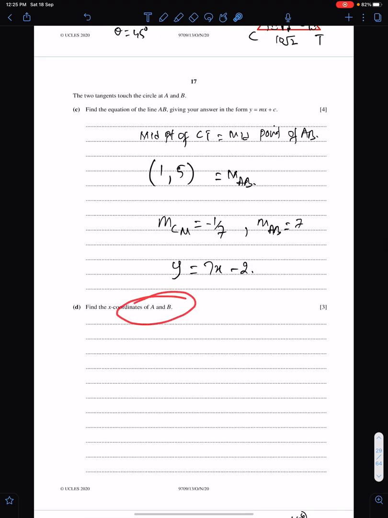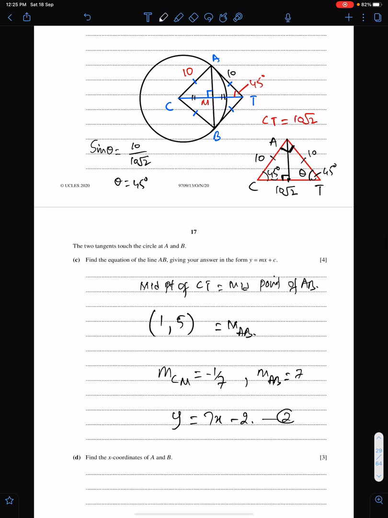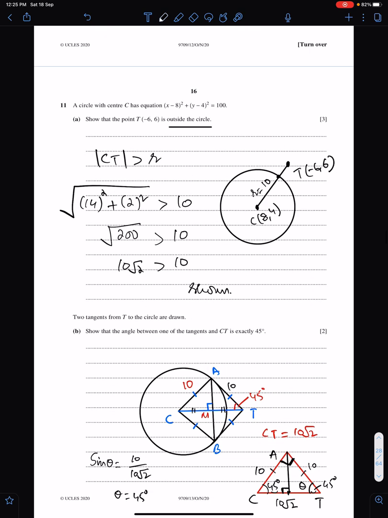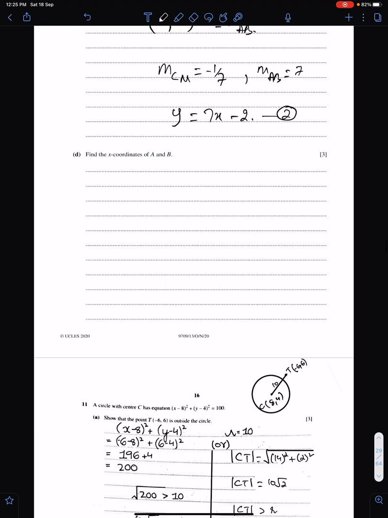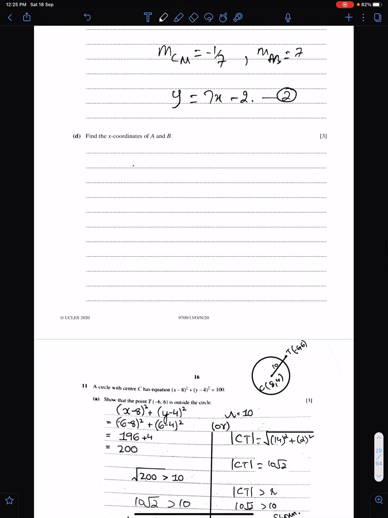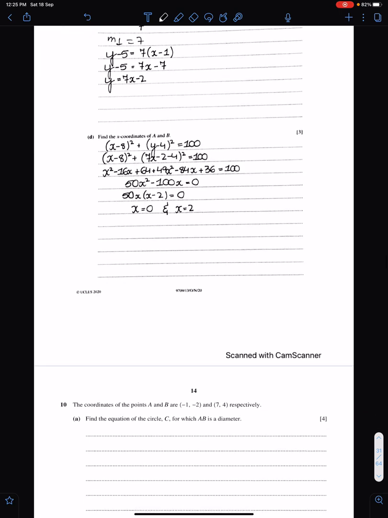Now find the x coordinates of AB. This is so simple. You can call this equation number 2, and the equation of circle is equation 1. Solve them simultaneously for the coordinates of A and B. So you need to solve 1 and 2 simultaneously to get the coordinates of A and B. So the answer is 0 and 2.